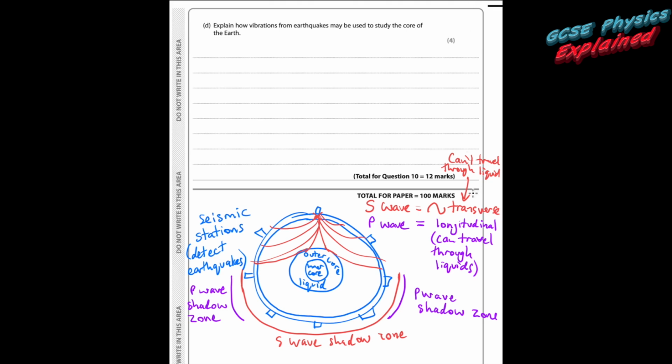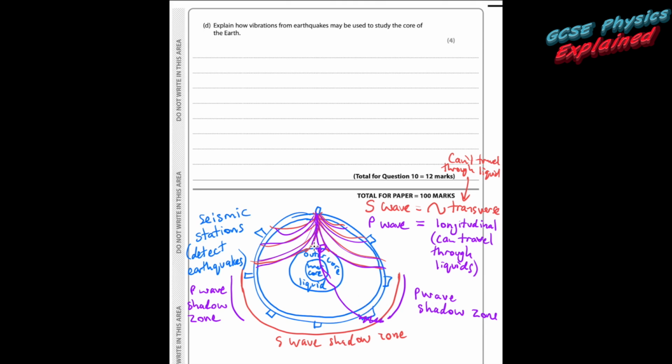Whereas P waves can travel through liquid. So P waves get picked up over here, just like the S wave. Now, why do they have just a little shadow zone here for the P waves? Right, well, when you get into the core, there is a sudden change of density. So there's a sudden change of direction. And that sudden change of direction makes the wave not visible, not apparent. You can't pick it up on that section there.